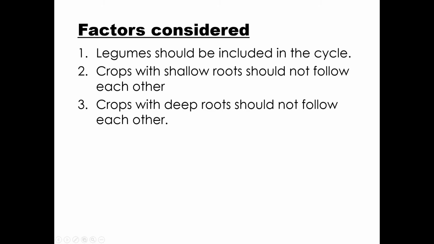Then another thing you can do is crops with deep roots, like now cassava, sweet potatoes, should not follow each other. Crops with deep roots should not follow each other. You alternate. Meaning that this time if you have planted cassava, the next season put maize. If you have planted maize, it has shallow roots, put beans. You know beans are legumes, so they will even improve soil fertility.